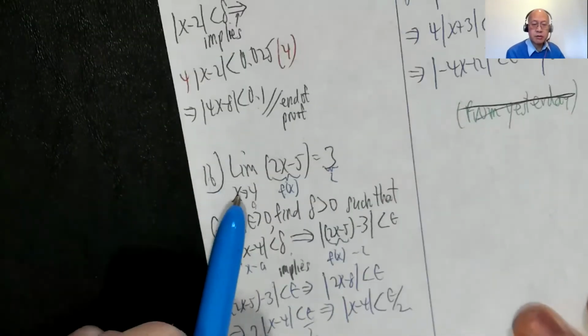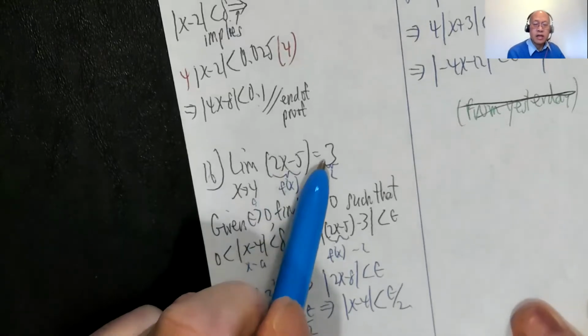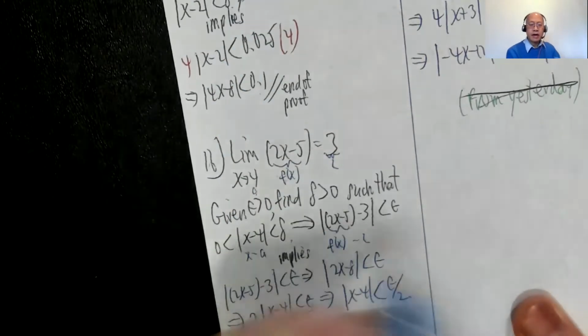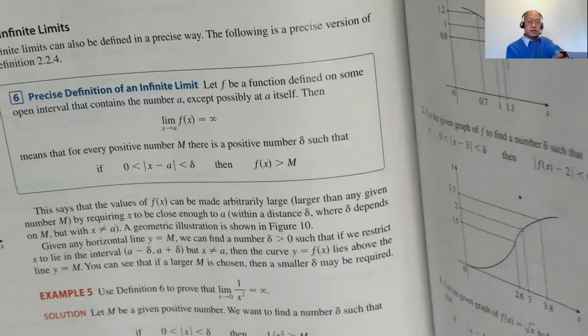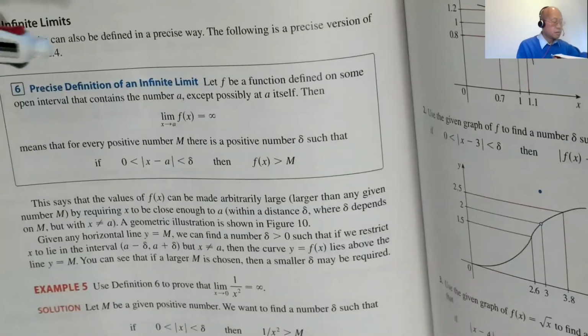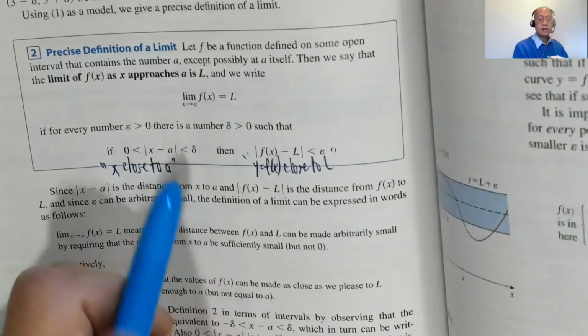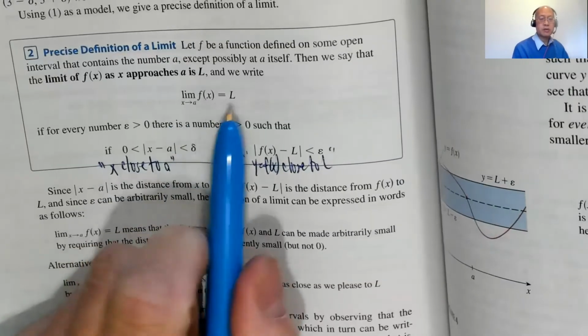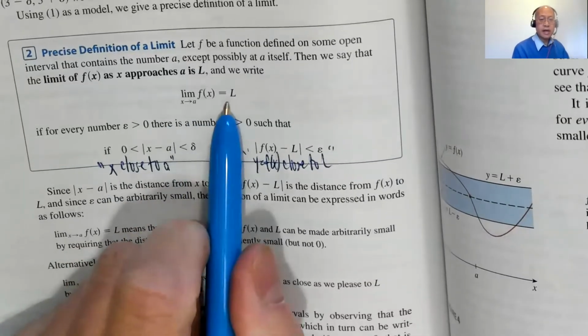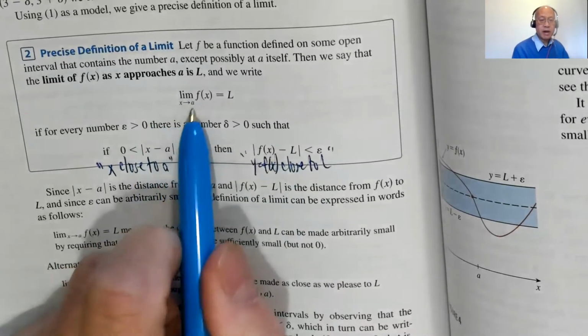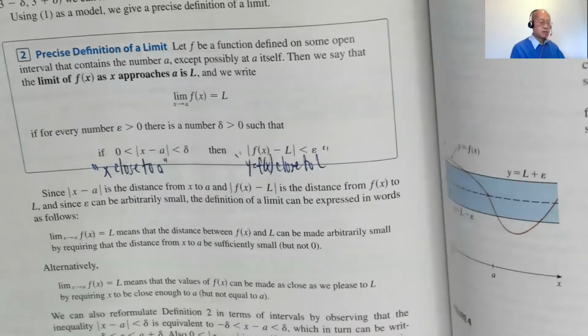Like 16, limit x approaches 4 of 2x minus 5 equals 3. So this is my A, this is my f of x, this is my L. So I'm basically trying to get everything to look like this. This limit x approaches A, f of x equals L. So I need my f of x and L. That's going to go in absolute value here, less than epsilon. And I'm going to have x minus A, that's going to be over here. Okay.